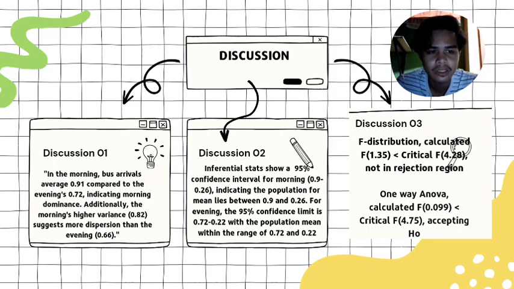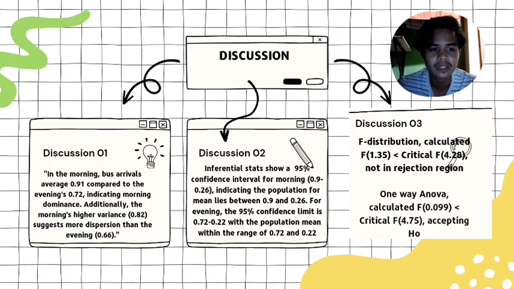Okay, for discussion 1. In the morning, the bus arrival average is 0.91 compared to the evening value of 0.72. That indicates that the morning is dominant. Additionally, the morning value is higher and the variance is 0.82, which suggests more dispersion than the evening value of 0.99.